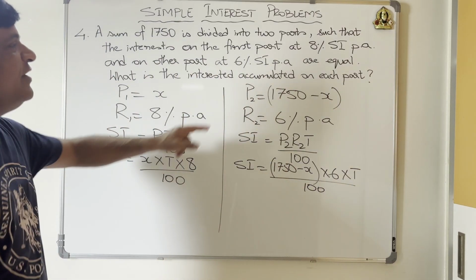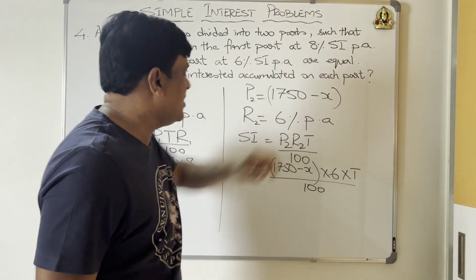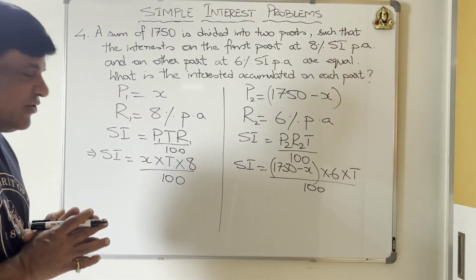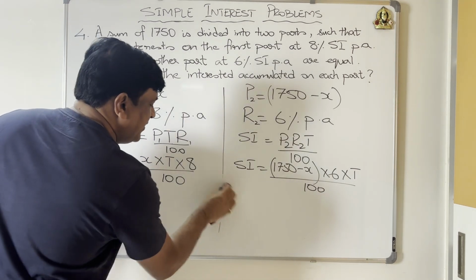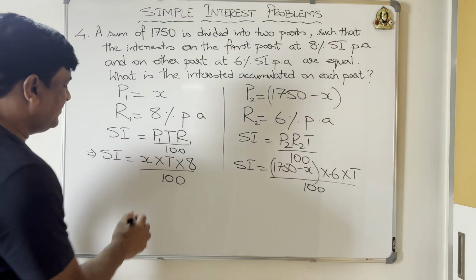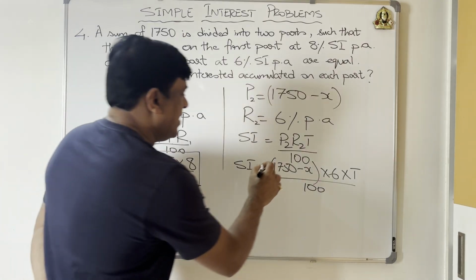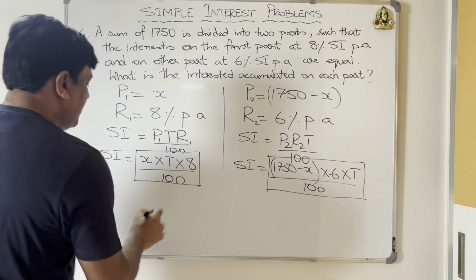Okay. Now what did they mention? The simple interest on both these parts is equal. Means these two quantities should be equal. So in that particular case, I'm going to equate the simple interests. The part 1 simple interest is this, and part 2 simple interest is this one. I'm going to equate these two.